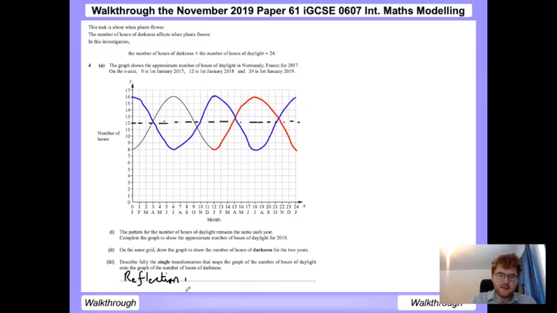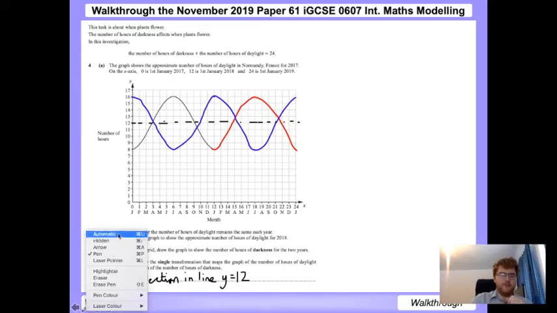And this will be in the line. And we call this line the line y equals 12, because in every coordinate of that black line, the y coordinate is always 12. So we need to write for the 2 marks the reflection and the idea that the line is y equals 12.